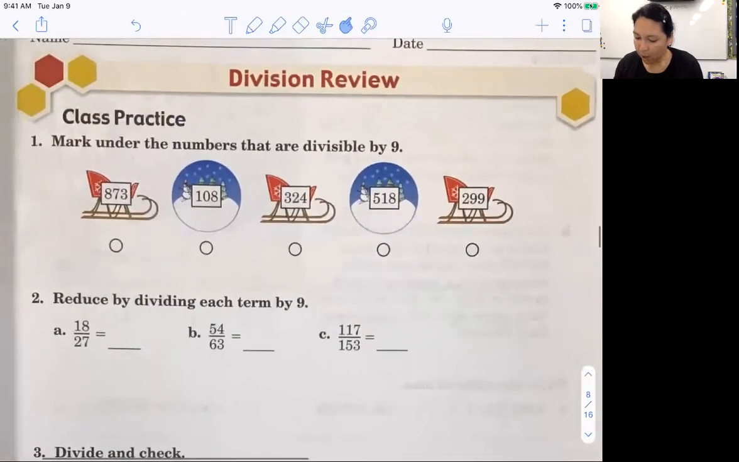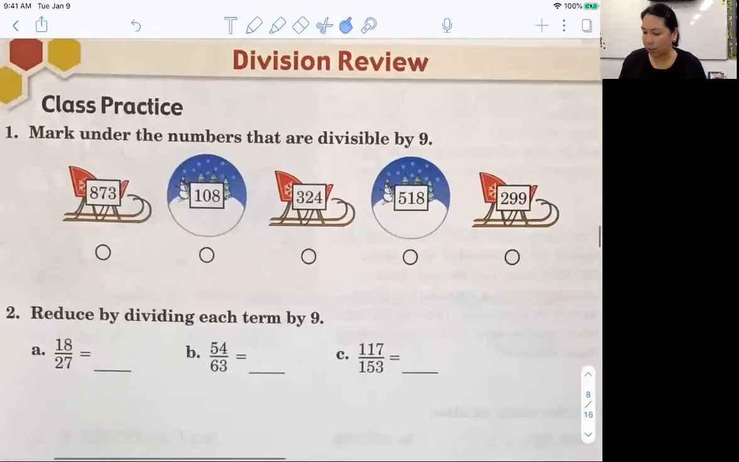It says, mark under the numbers that are divisible by 9. And so who remembers our 9 rule for if a number can go into it? That's right, we have to add up all the digits, and if 9 can go into that added up number, then 9 can go into that number that's in the box. So let's add up this first set of numbers.